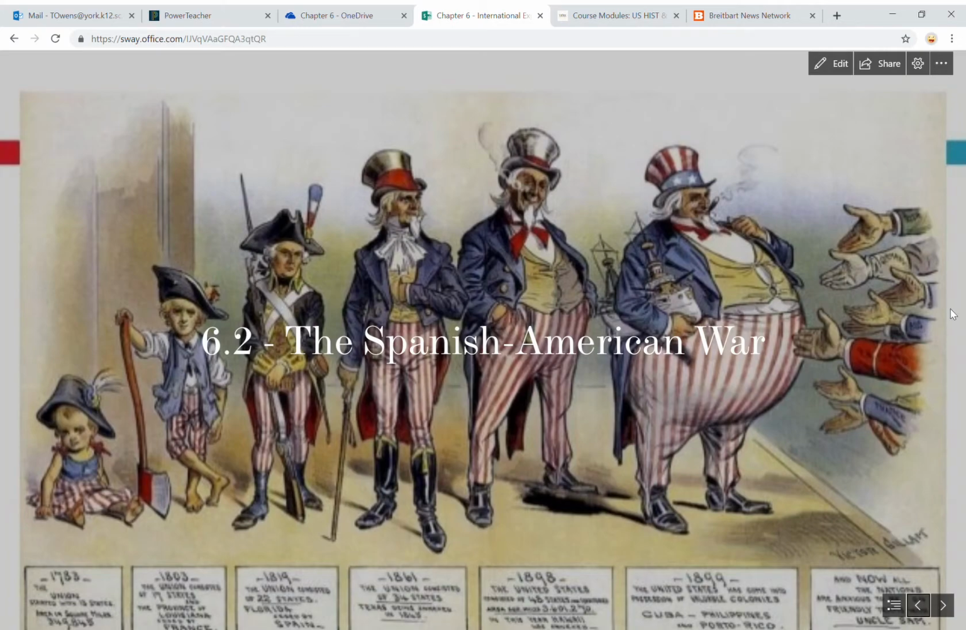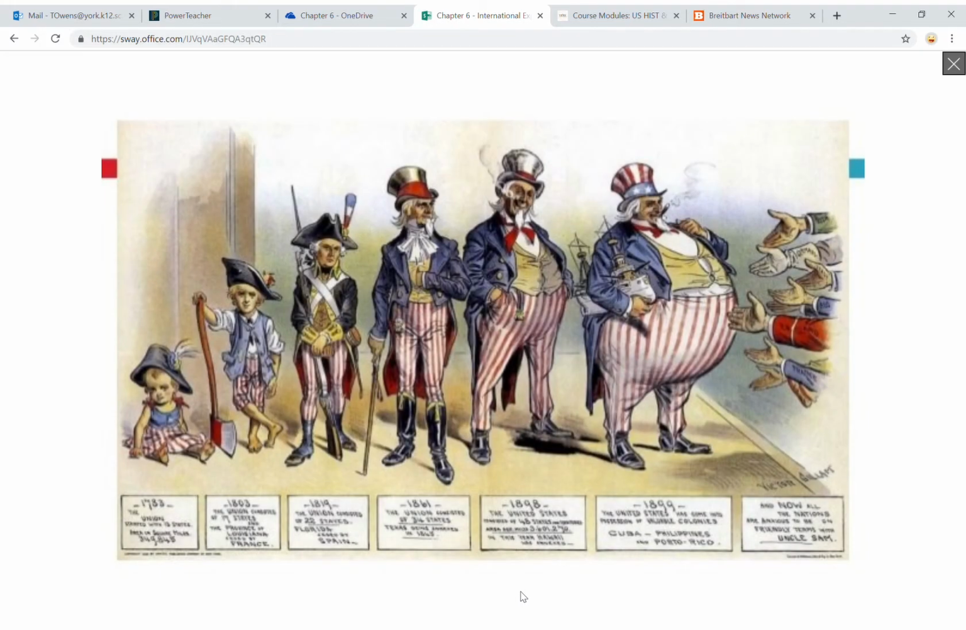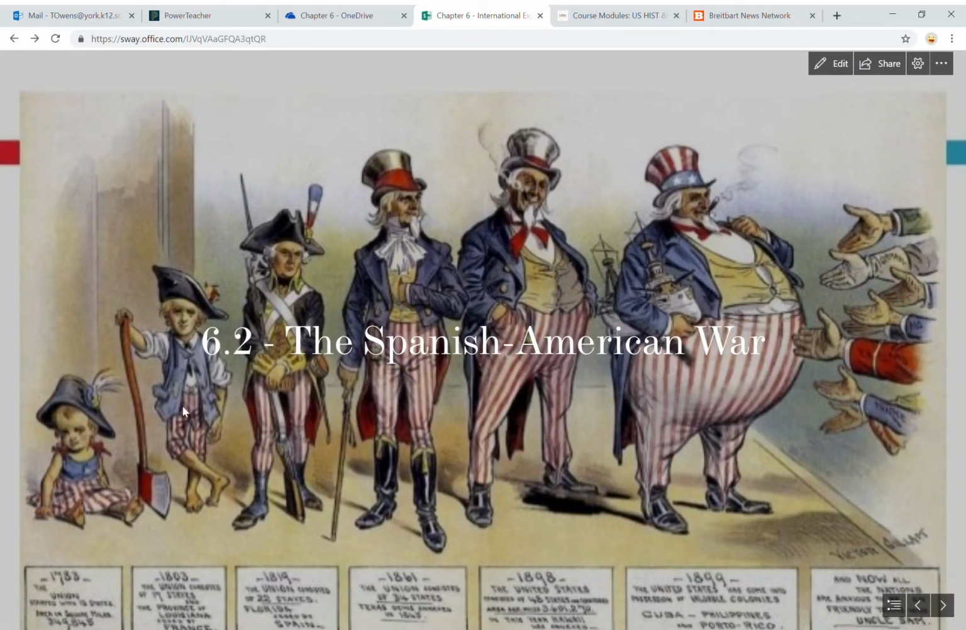Today we're going to look at the Spanish-American War. This occurred in 1898. It was between the Spanish and the United States. And you can kind of see, looking at this cartoon here, the stages the United States has gone through to get where it was. You go from a baby and get all the way up here.